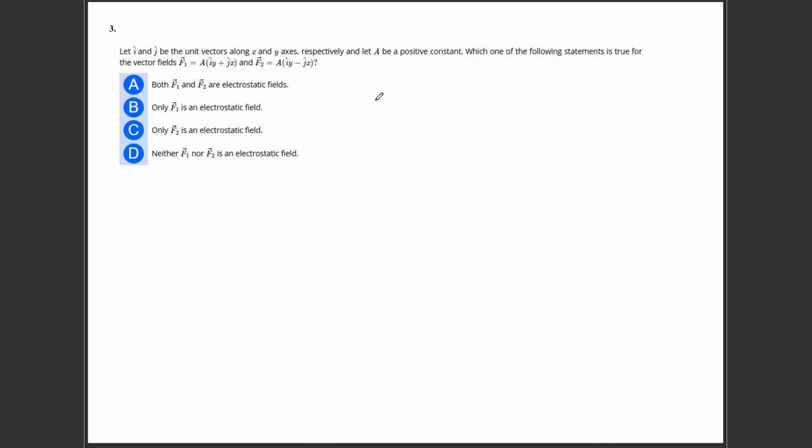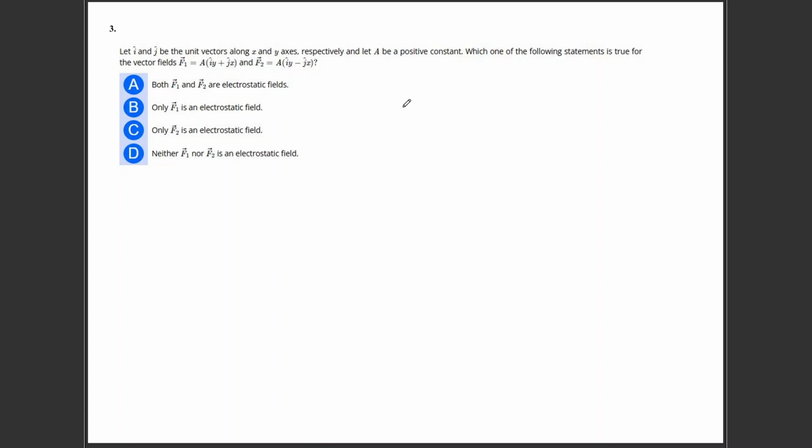Let i and j be the unit vectors along x and y axis, respectively, and let a be a positive constant. Which one of the following statements is true for the vector fields F1 equal to a times (y i cap plus x j cap) and F2 equal to a times (y i cap minus x j cap)?